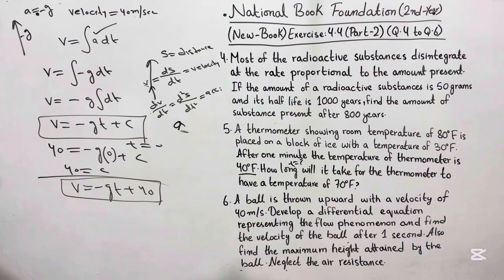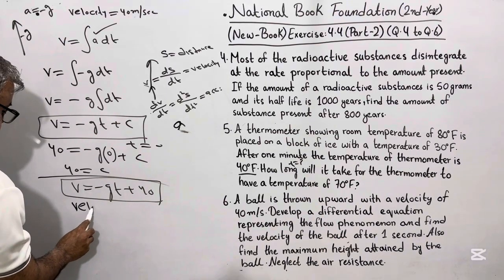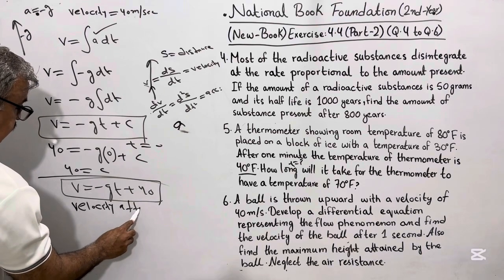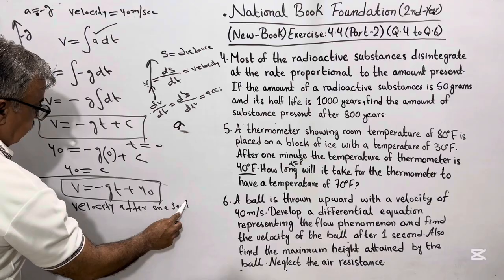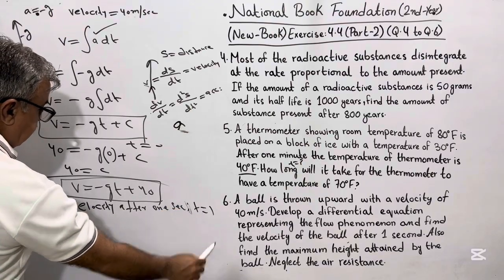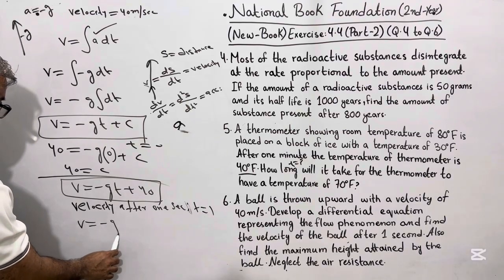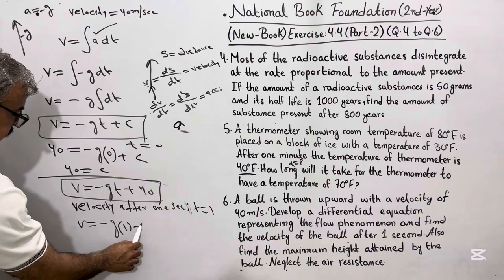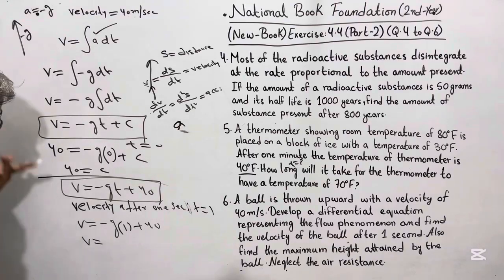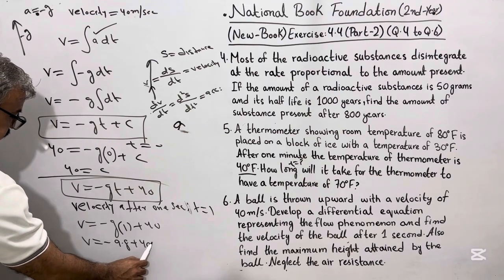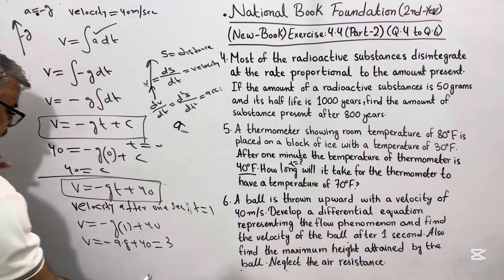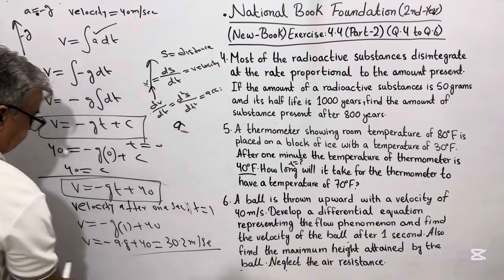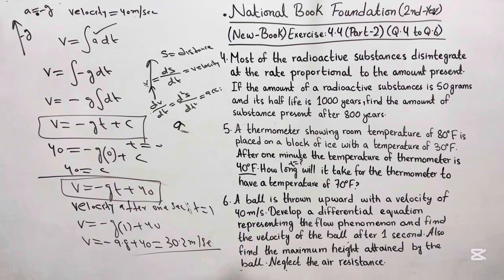It is negative gravity times t plus 40. Now we are asked to find the velocity after 1 second. It means plug in t is equal to 1. We get V is equal to minus g times 1 plus 40. Write g as 10 meter per second square, or 9.8, it's up to you. Both are workable. In that case, it is 30.2 meter per second. So our velocity after 1 second is 30.2 meter per second.